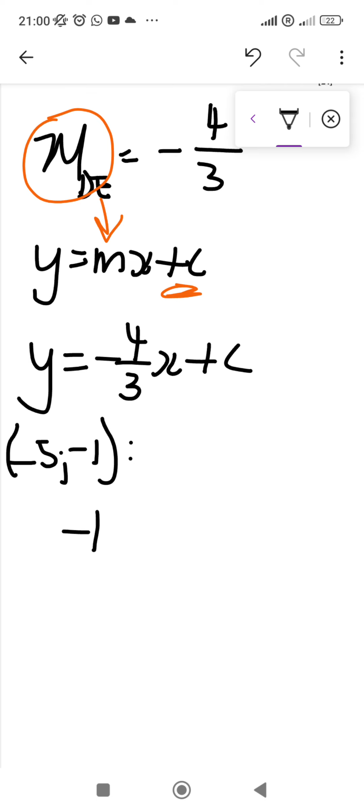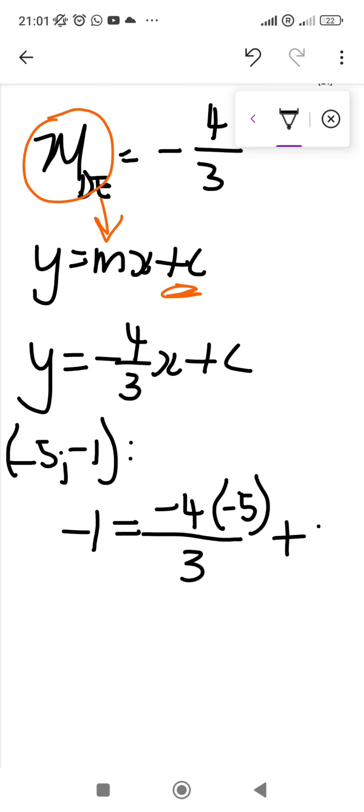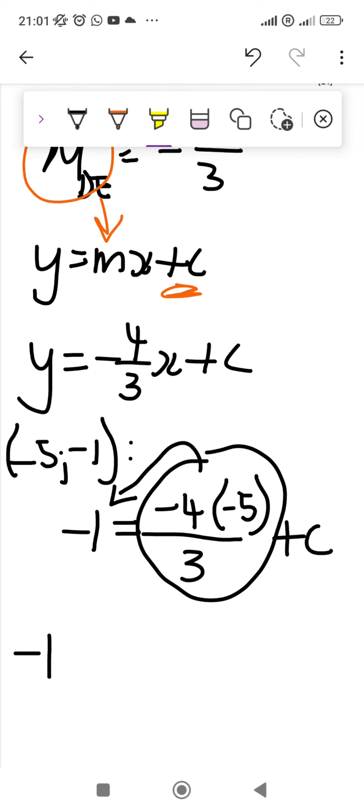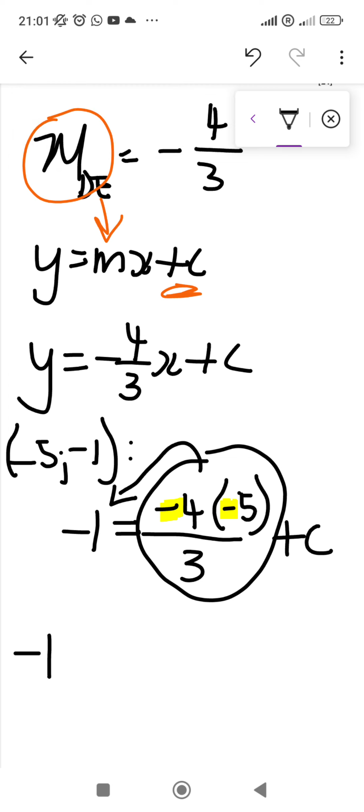So y is going to be -1, which is equal to -4, and the x is going to be the -5 substituted in there. All of this is divided by the 3, plus c. So we need to solve for c. We're going to subtract on both sides. So my left hand side is going to be -1. This negative multiplies with this negative, it's going to give me a positive. So when I get rid of it, I'm going to subtract. 4 times 5 is going to give me 20, and that's divided by 3, all equals c.